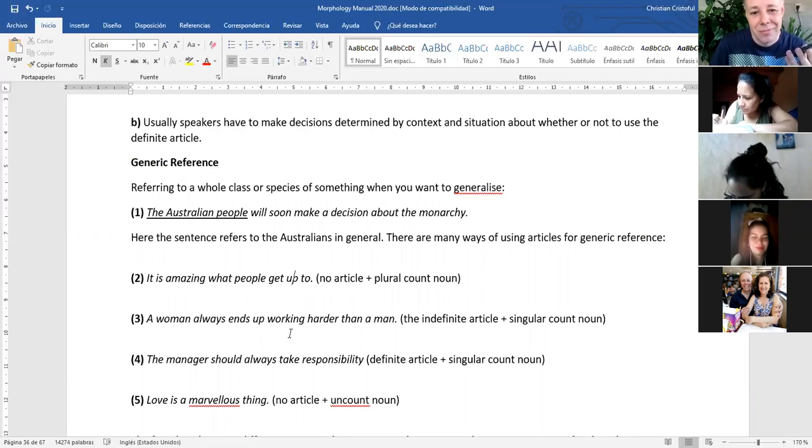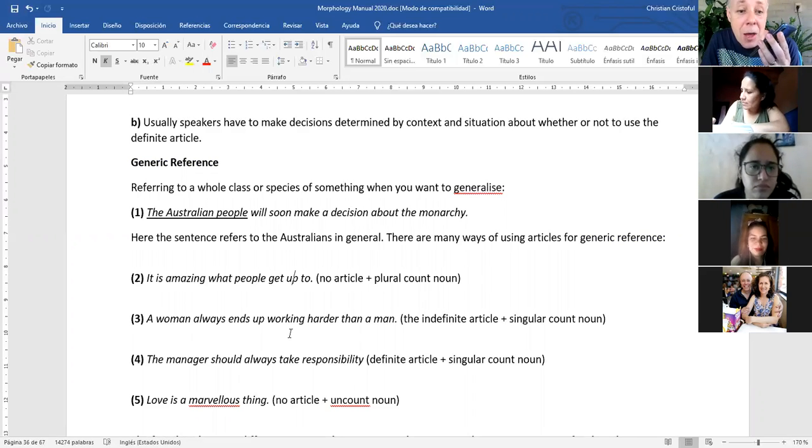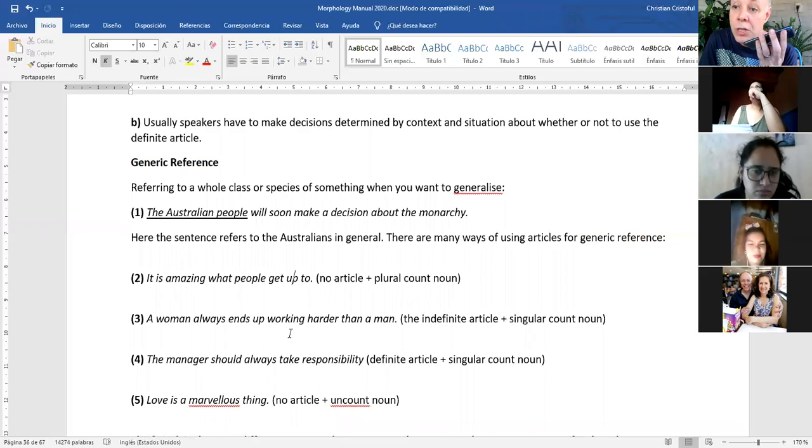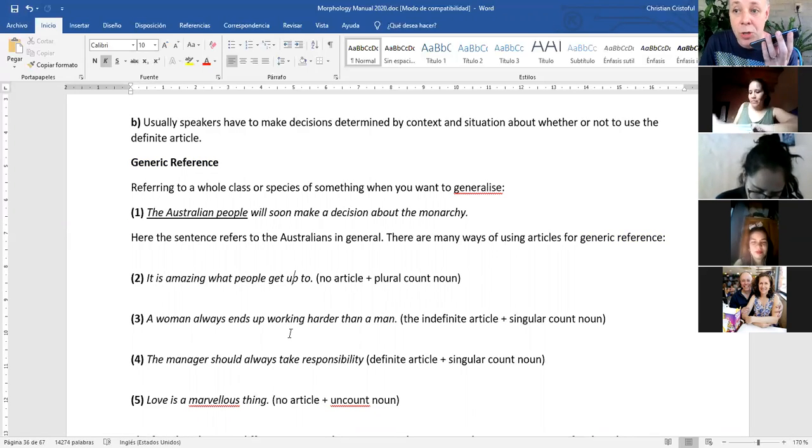Yeah, I understand. And we don't use an article. We don't say it is amazing what the people get up to. We don't say that. It says no article for plural count nouns. That's why you're not supposed to say the elephants are big. We just say elephants are big. See? Plural nouns do not have an article in English. And we Spanish speakers have the tendency to put articles everywhere. And we're not supposed to do that.